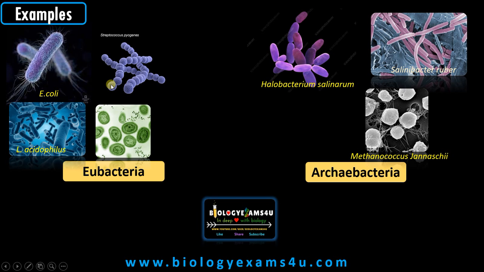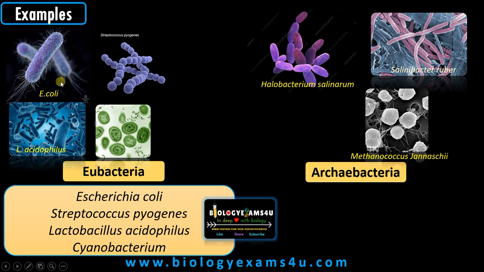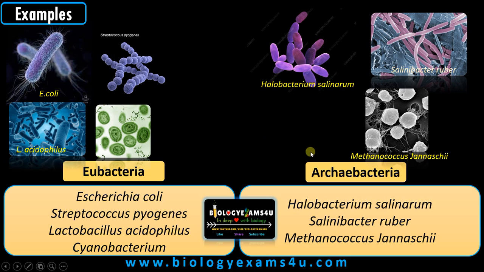And finally, let us conclude with some examples. Eubacteria examples include E. coli, Streptococcus pyogenes, Lactobacillus acidophilus, that is in milk, then cyanobacterium or blue-green algae, photosynthetic eubacteria. Then archaebacteria includes Halobacterium salinarum, then Salinibacter ruber, and Methanococcus janaschii. So these are some of the examples.